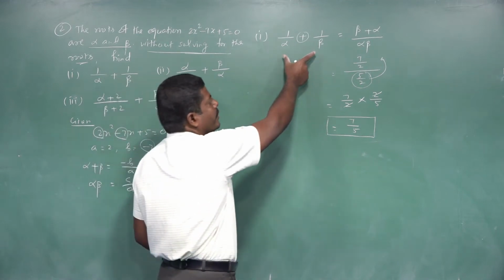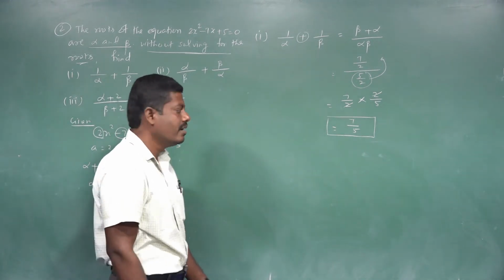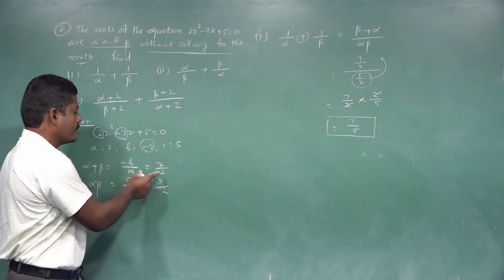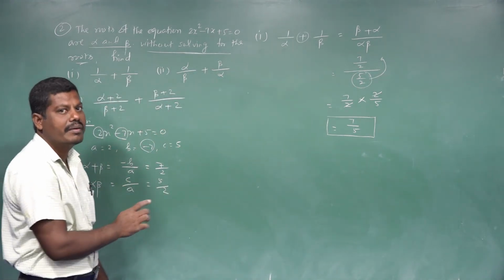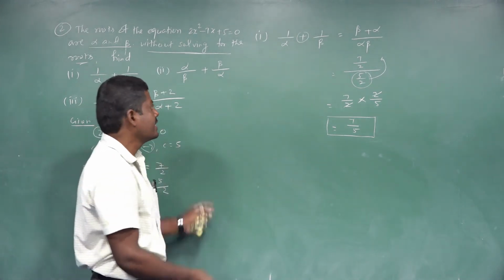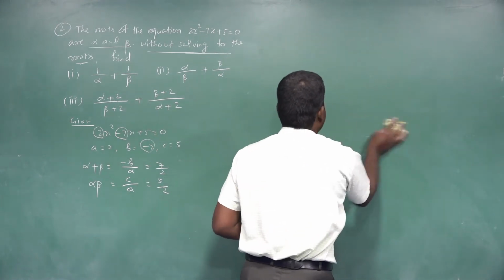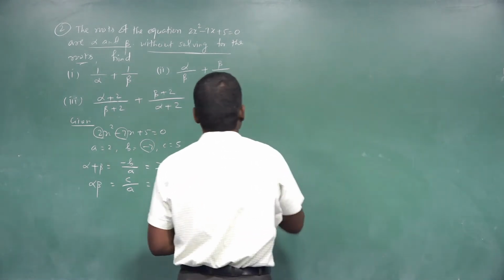So now we are going to convert this expression into the form of alpha plus beta and alpha beta. After that, we substitute the alpha plus beta value and the alpha beta value in that expression. Then only we get the answer. Understand? Next we take the second question. Question number 2.